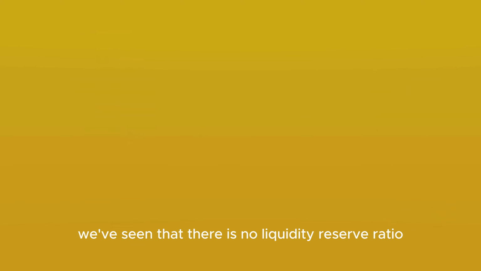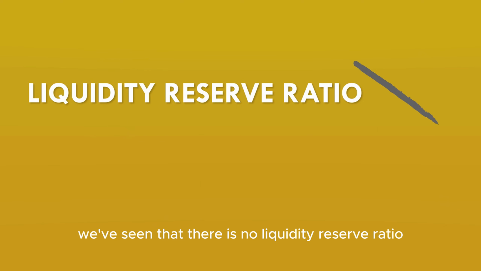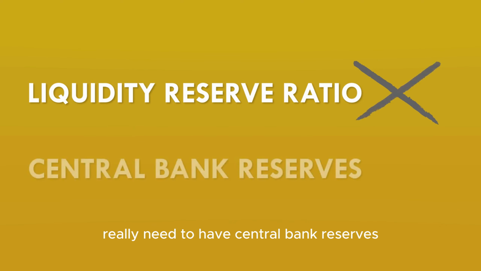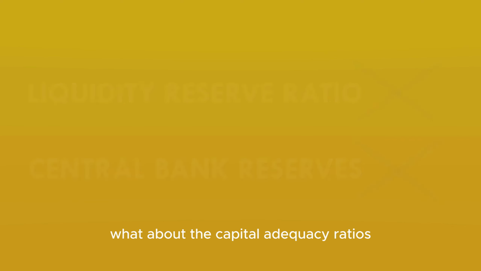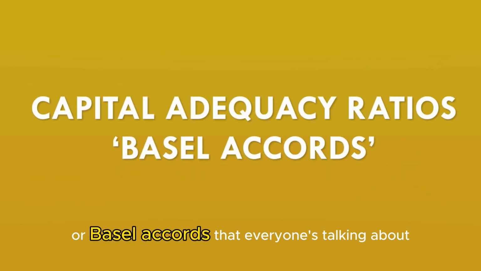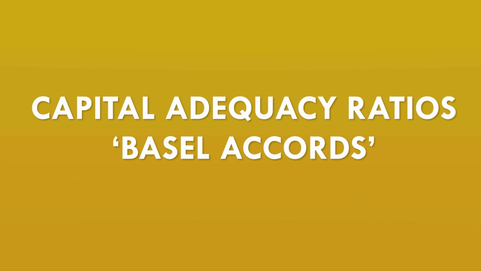So far, we've seen that there is no liquidity reserve ratio, and that banks don't really need to have central bank reserves in order to lend. What about the capital adequacy ratios, or Basel Accords, that everyone's talking about? Well, the capital adequacy ratios relate to something quite different. But to understand why, we need to look at the balance sheets again.